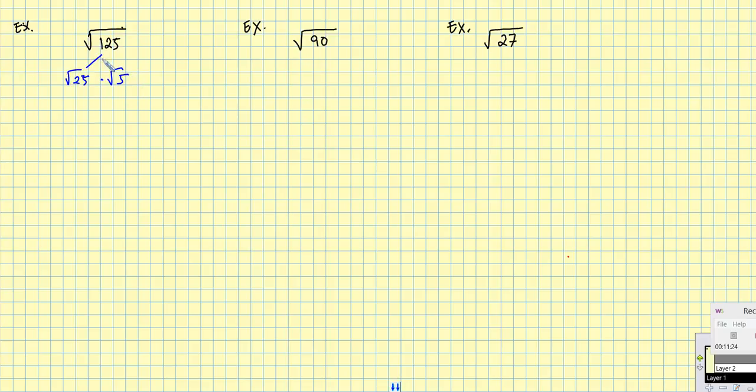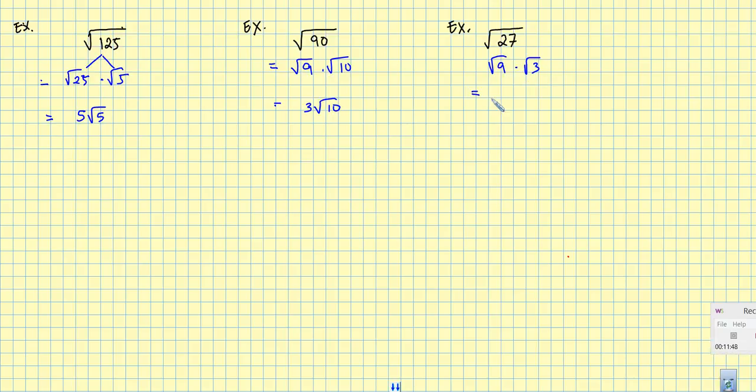And then I say that 125 divided by 25 is equal to 5. So root 25 times root 5 must give me 125. And therefore, the square root of 25 is 5. So my answer goes to 5 root 5. If I look at root 90, I know it's going to be root 9 times root 10, and that's equal to 3 root 10. And then my last example, root 27, is nothing more than root 9 times root 3, and that ends up equaling 3 root 3.